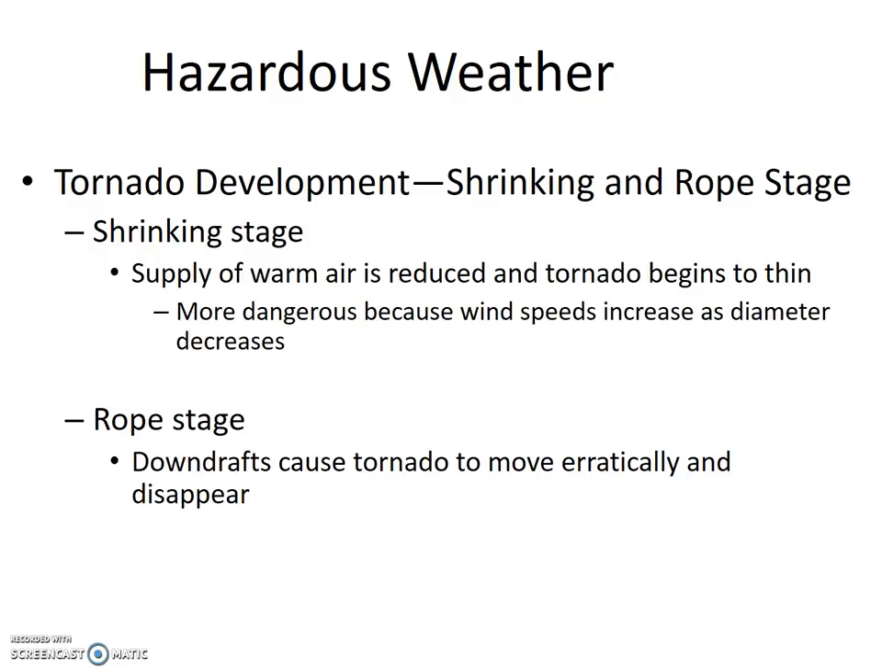The supply of warm air is reduced and the tornado begins to thin. It is more dangerous because wind speeds increase relative to the ground as diameter decreases. And finally, the last stage, the rope stage, when downdrafts cause the tornado to move erratically and disappear. Phew! Bye-bye, tornado.